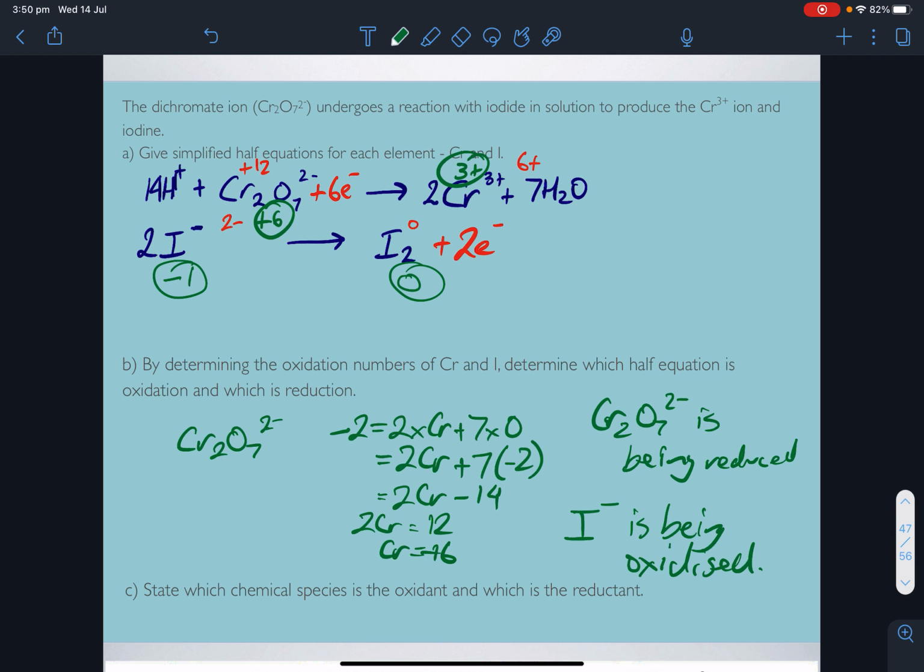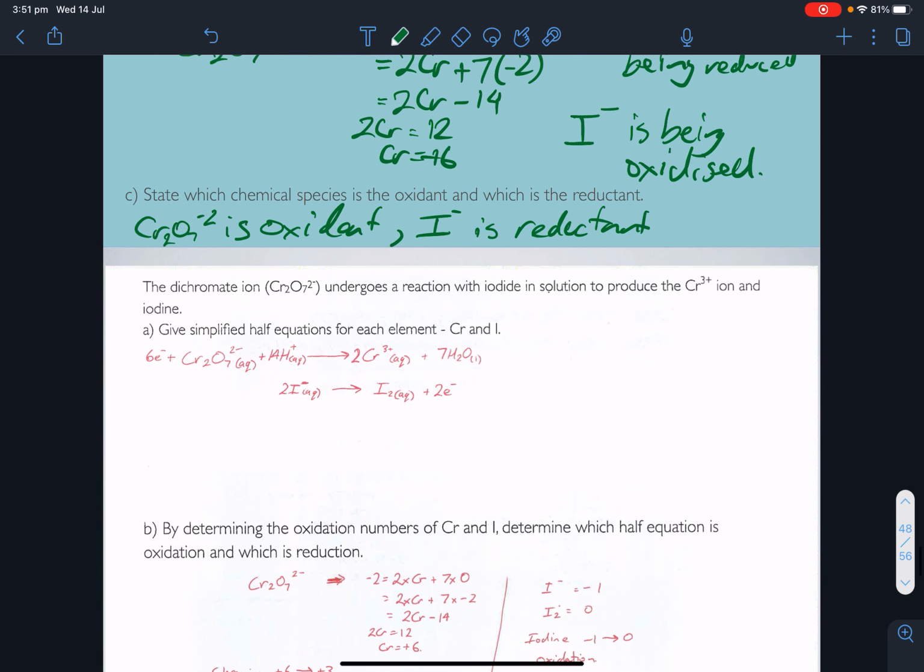Well, if dichromate is being reduced, it must be the oxidant because it's causing the oxidation. Iodide is being oxidized, so it's causing the reduction of dichromate. So I minus is the reductant. Okay.